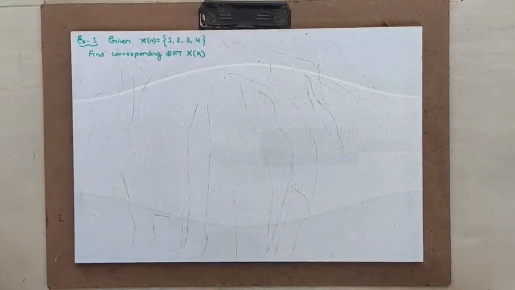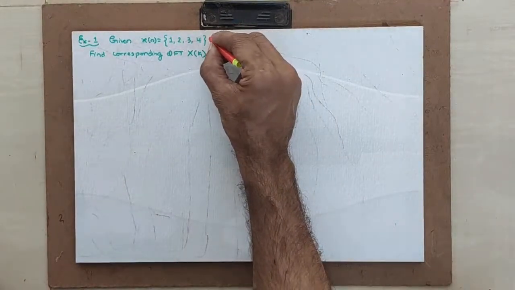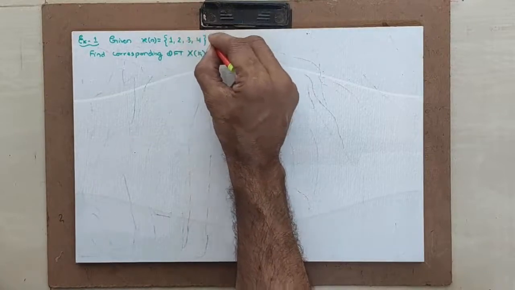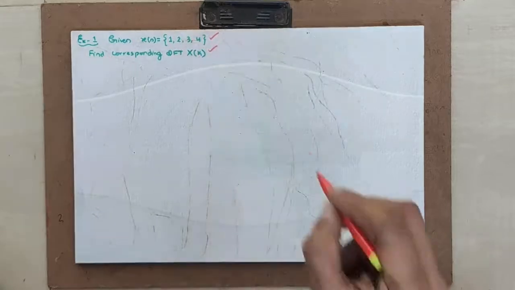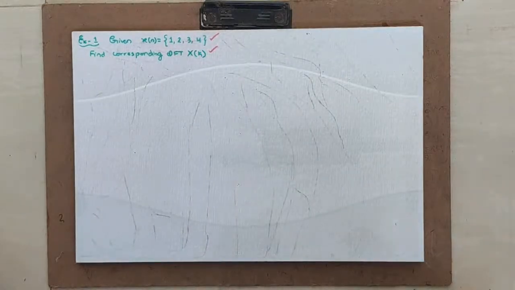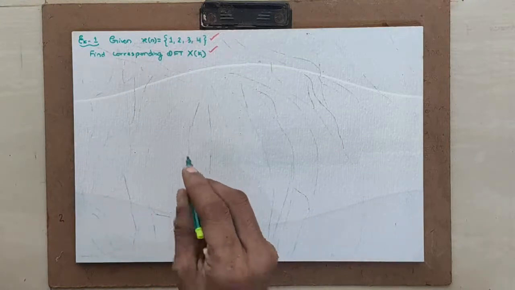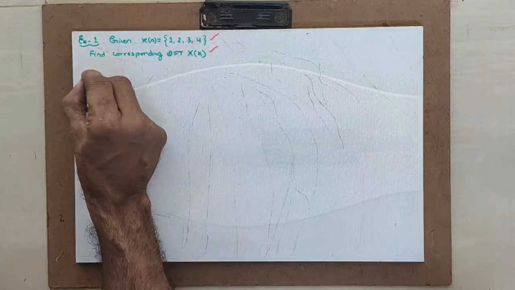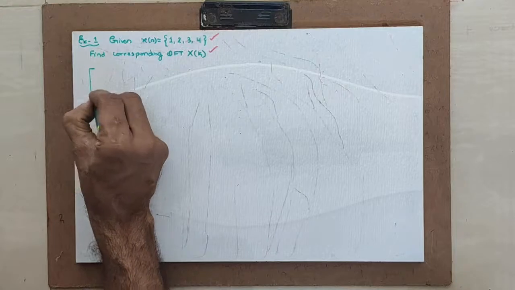Okay, let us solve a numerical example. In this I have been given x of n, which is a time domain signal, 1 2 3 4. I have to find the corresponding DFT x of k. Let me solve this example using the matrix formula. It is very easy for us to apply the matrix formula, hence I am using it. Otherwise you can also solve this with the help of the fundamental formula of DFT. Anyway, I will use the matrix formula. I have already covered the matrix formula on the previous board.